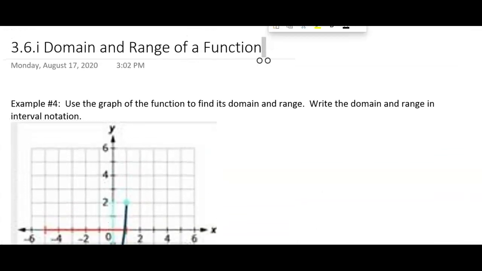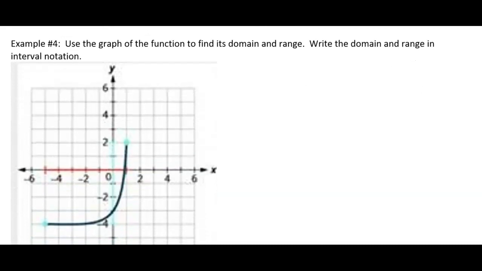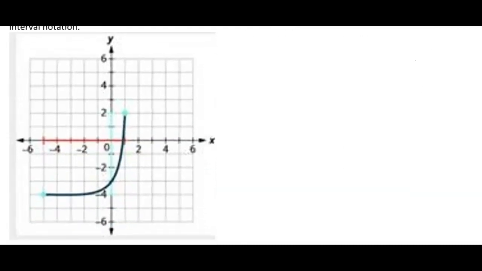So it says use the graph of the function to find its domain and range. Write the domain and range in interval notation. Okay, so I blew up the graph so you could see it a little bit better. But how many ordered pairs are there in this function? First of all, is it a function? Does it pass the vertical line test? Yes, it's a function. It passes the vertical line test.